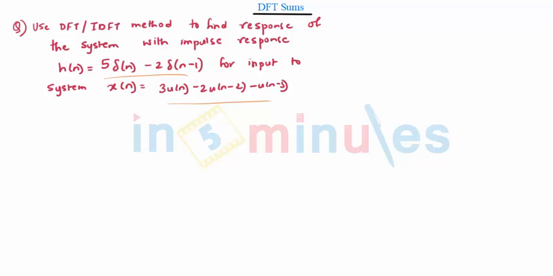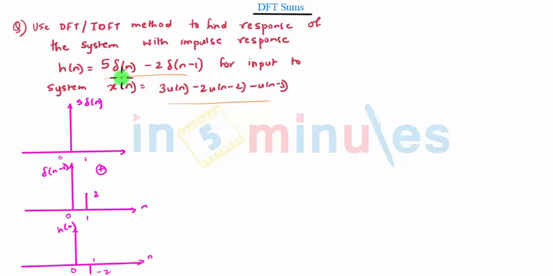So for h of n, the first term is 5 of delta n. That would be this. Then adding 2 of delta n minus 1, we would get this term. And finally, when all the additions are done, we will get this term. It would finally become h of n is equivalent to 5 comma minus 2.